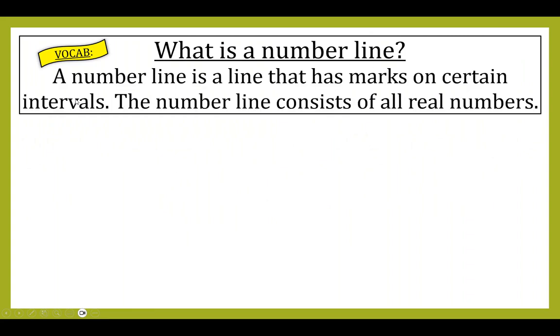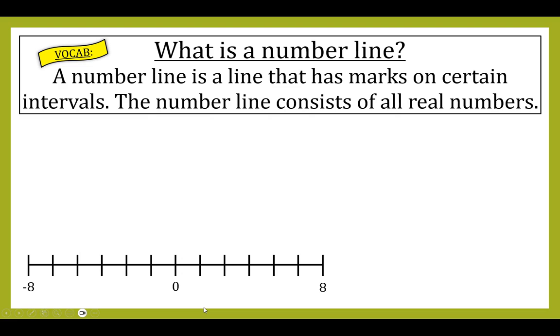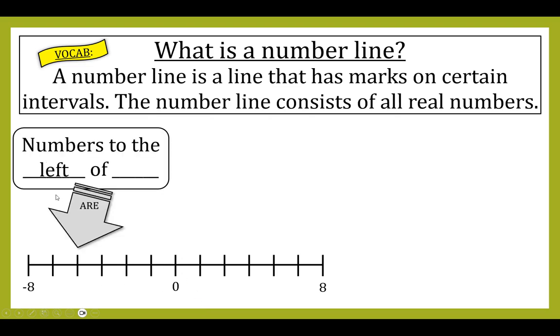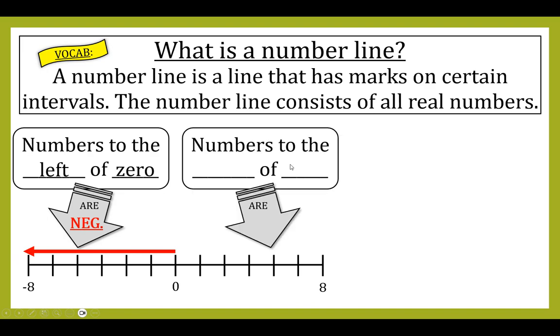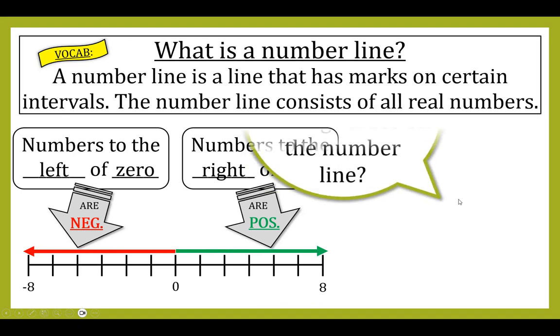What is a number line? A number line is a line that has marks on certain intervals. The number line consists of all real numbers. So if I look at this number line right here, numbers to the left of 0 are negative. So from 0 to the left, I have negative values. Numbers to the right of 0 are positive. So numbers to the right of 0 are positive values.